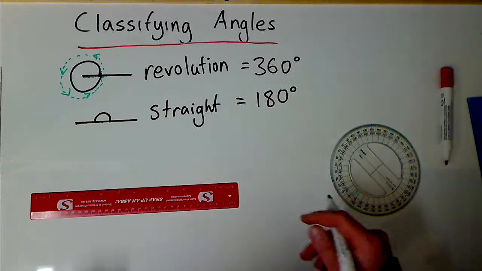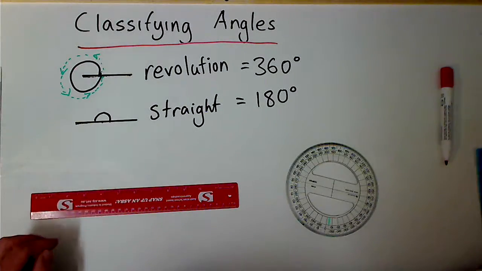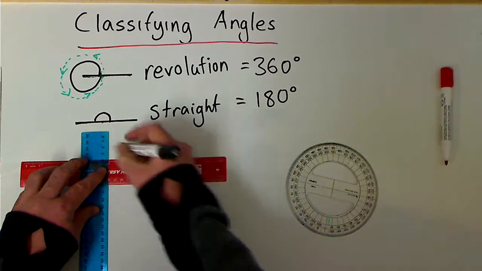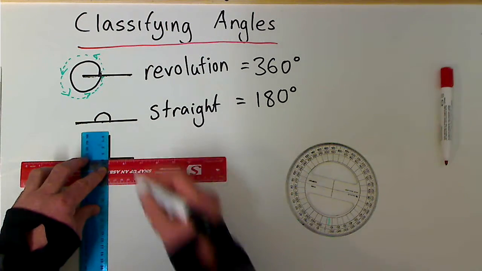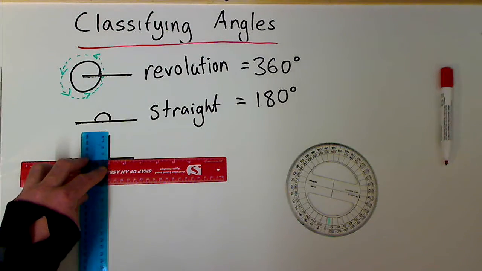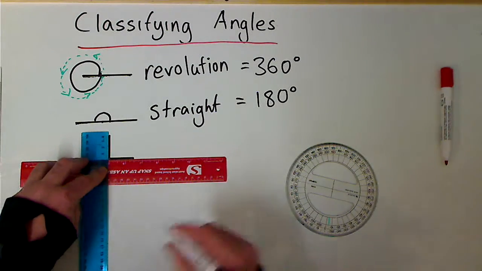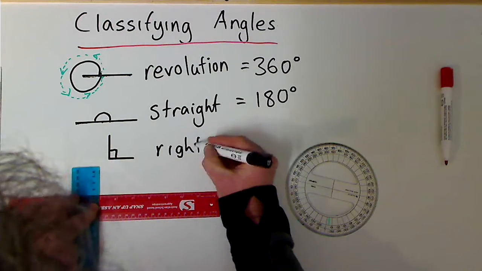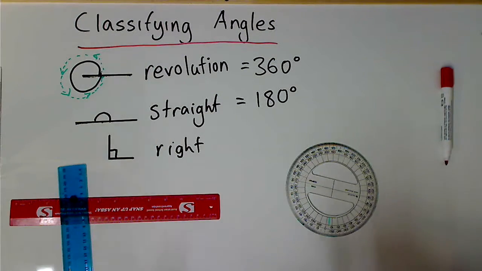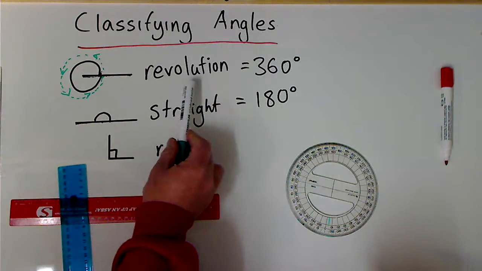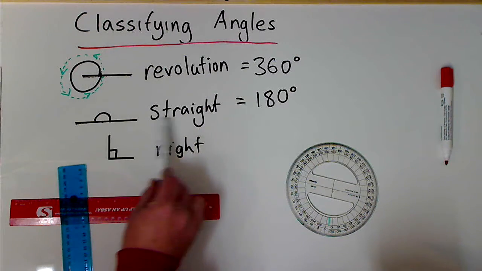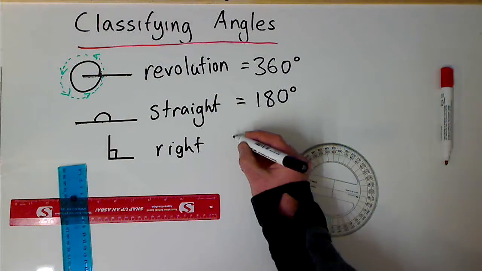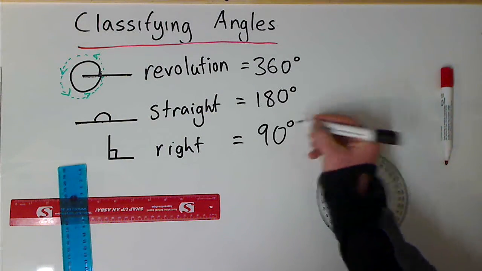So if we were to half that again, we take our straight line and cut the angle in half. We would get an angle that you might recognise. It's an L. It's called the right angle. Not right like your left and right, but it's a right angle. Revolution cut in half is straight, and a straight line cut in half again is half of 180, so that would equal 90.